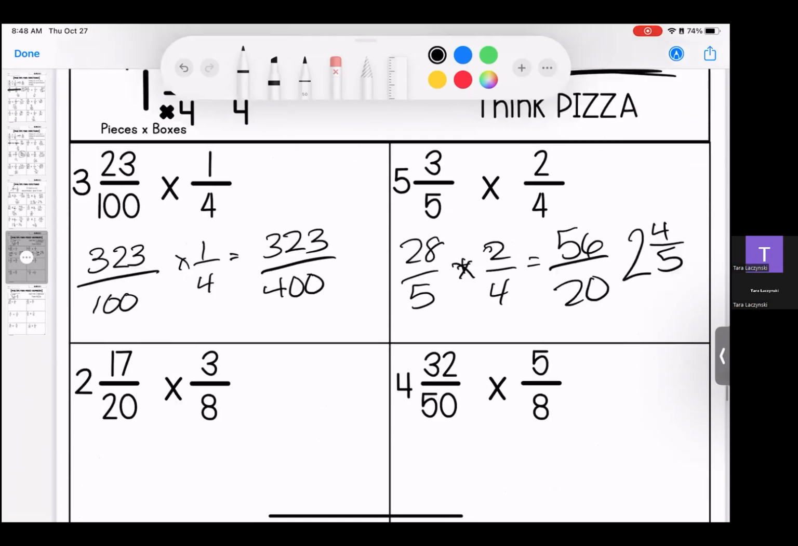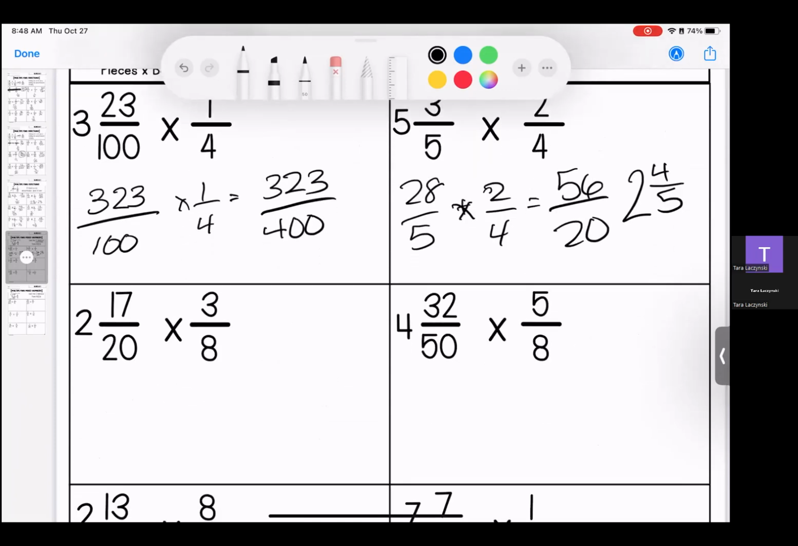2 and 4/5. 20 times 2 is 40. Add 17 is 57 over 20. We're multiplying that by 3/8. If we do 57 times 3, we get 171. 8 times 2 is 16. Throw a 0 on the back.